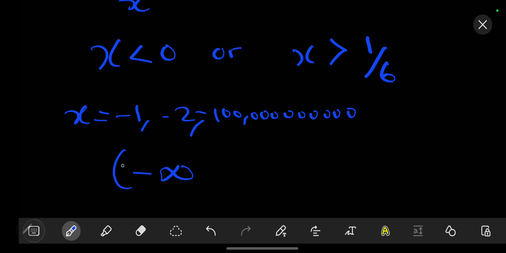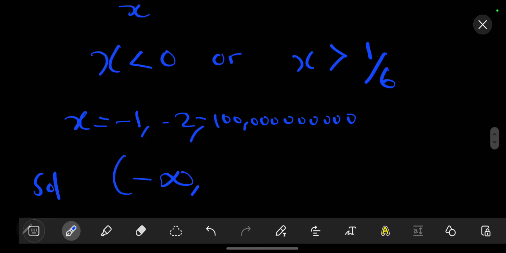So the solution set will be such that we have negative infinity, open bracket, because you cannot reach it, so we use an open circle. Then we are going to have a comma, a 0 like that. So less than 0, and 0 should not be part of the solution. We are saying that x should be less than 0, so you use an open circle like that.